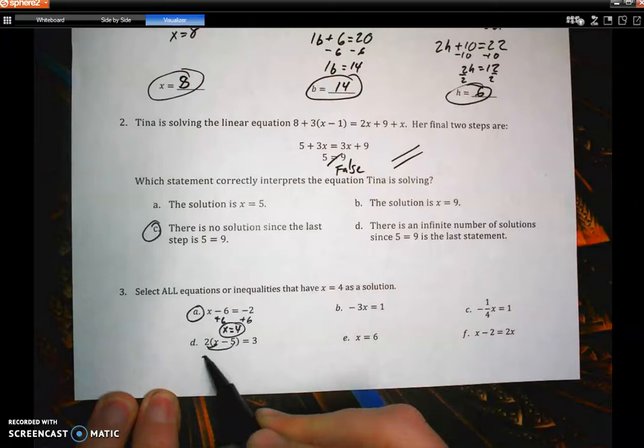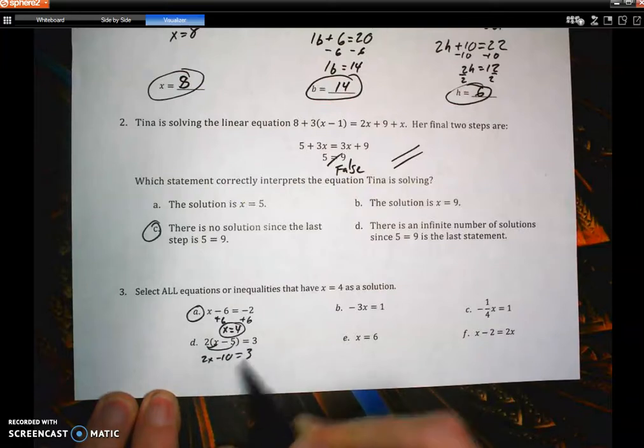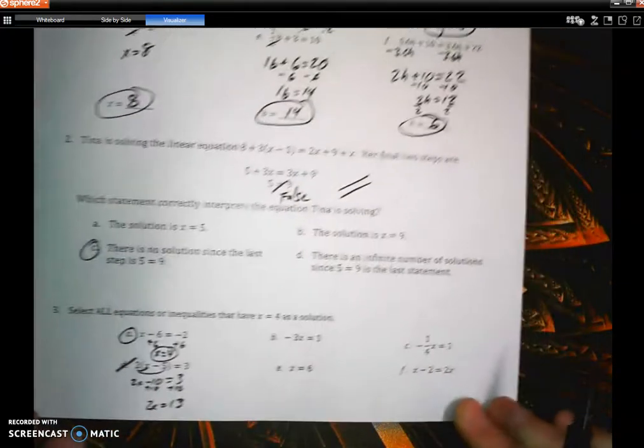2x minus 10 equals 3. I'm going to add 10. 2x equals 13. 13 divided by 2 is not 4. D does not work.